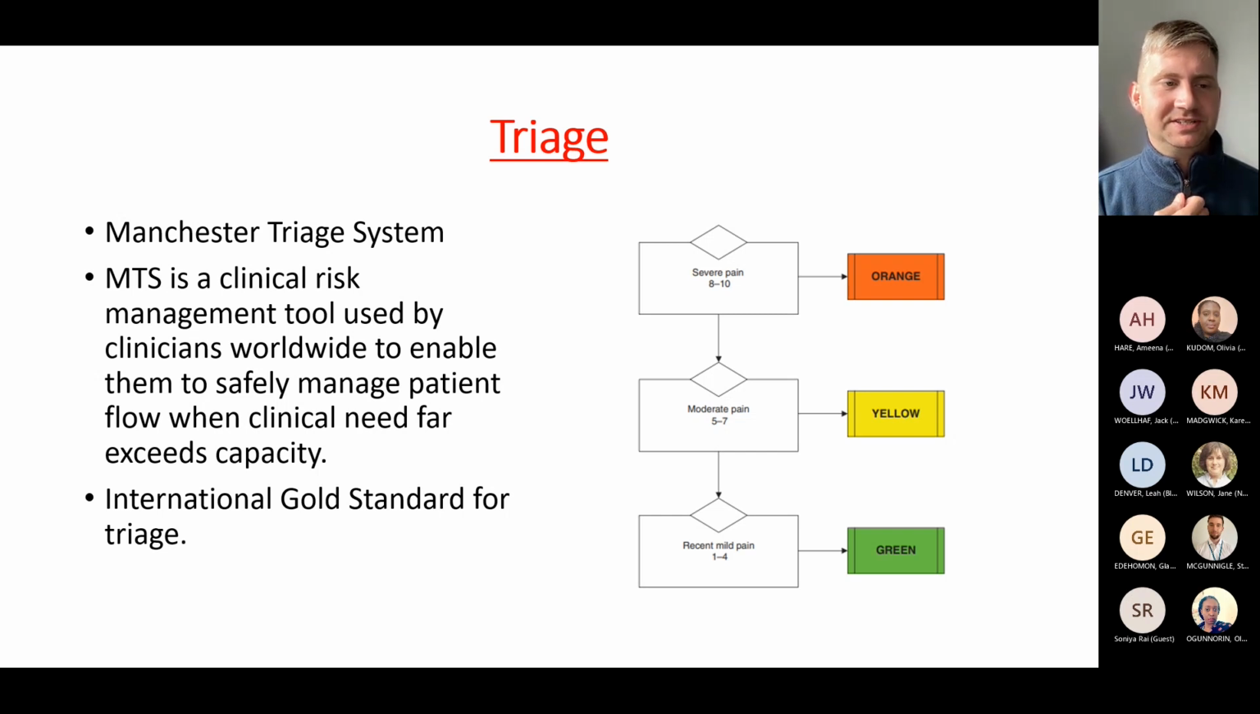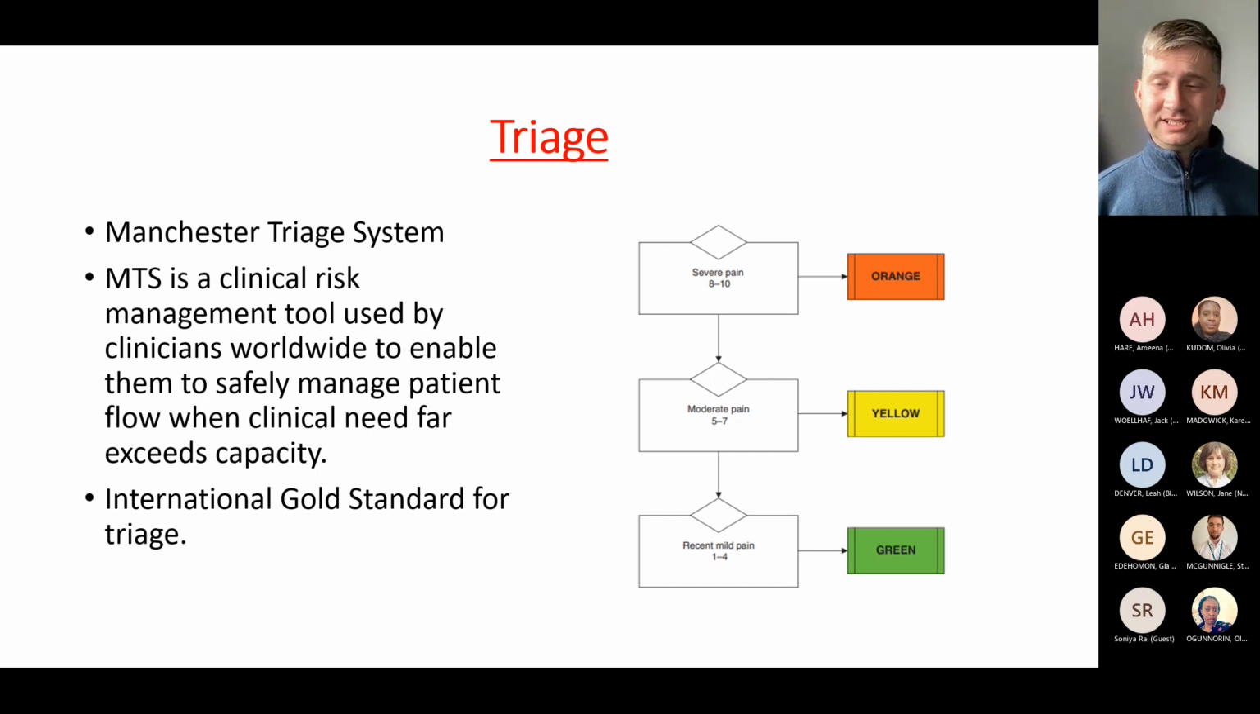The Manchester Triage system is a clinical risk management tool used by clinicians worldwide to enable them to safely manage patient flow when clinical need far exceeds capacity. It's just used as a standard, usually in ED. This was developed back in 1994, when different clinicians all got together and developed this massive system.